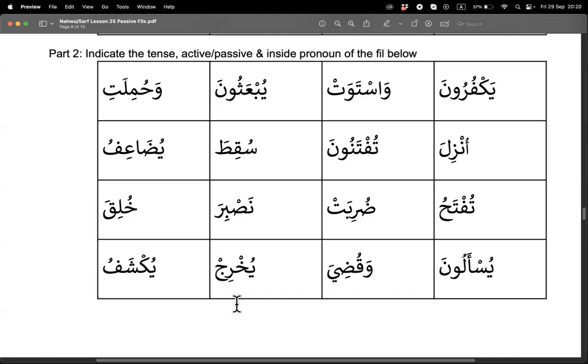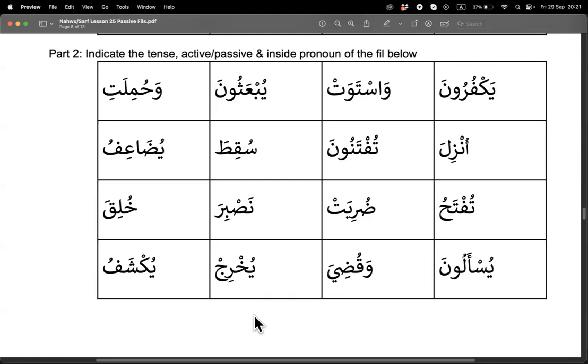Yukhrij, this one is fi'il, maybe fi'il amar or maybe fi'il mudhari'. Am I right? Okay. It cannot be fi'il amar, you have a ya in front. So this cannot be. This one, yes, this is fi'il mudhari'.